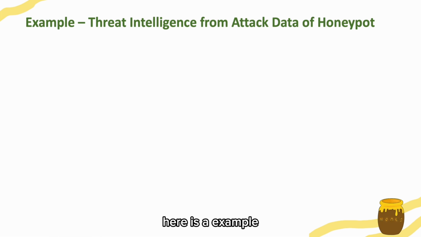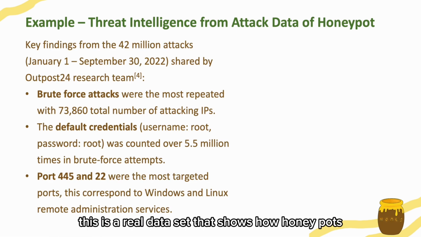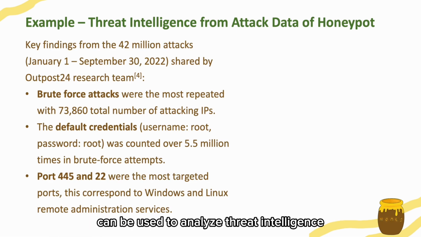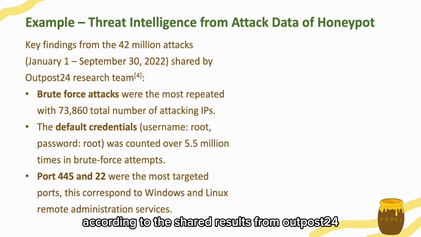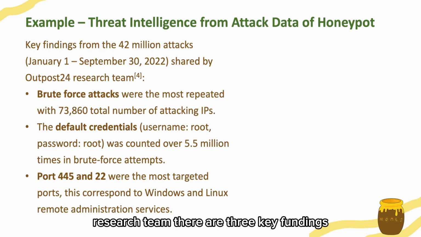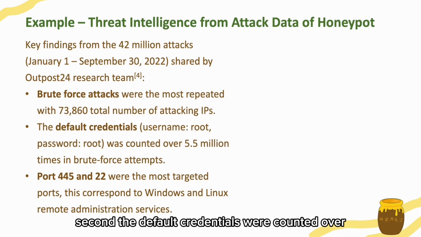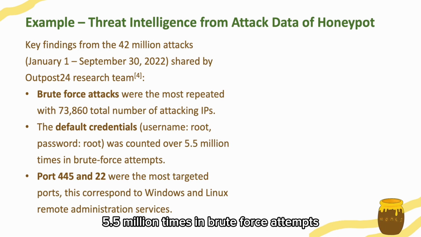Here is an example. This is a real dataset that shows how honeypots can be used to analyze threat intelligence, thus helping organizations strengthen their security. According to the shared results from the Outpost24 research team, there are three key findings. First, brute force attacks were the most repeated. Second, the default credentials were counted over 5.5 million times in brute force attempts. Finally, ports 445 and 22 were the most targeted ports.